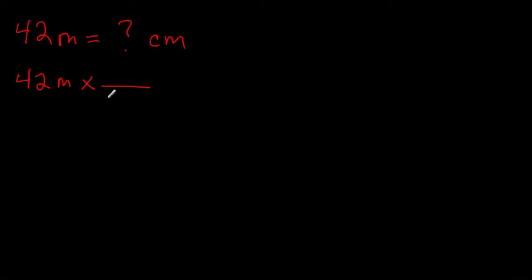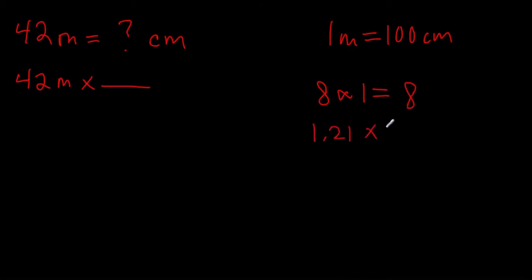What I have to do is put my units in the proper spot. I know that 1 meter has 100 centimeters. I can look this up on my physics data sheet or on my conversion sheet, but I have to take these two numbers and put them in the appropriate spot. This is like multiplying something by 1. If we had 8 times 1, that's always going to equal 8, or 1.21 times 1 is always going to equal the same number. This idea of multiplying by 1 is how the factor label method came about.